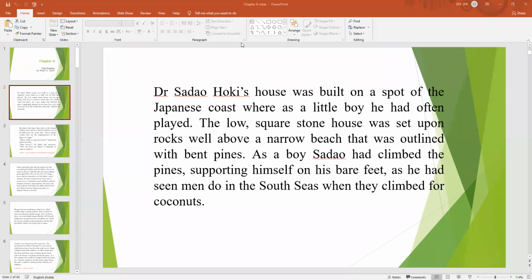As a boy, Sudhir had climbed the pines, supporting himself on his bare feet, as he had seen men do in the South Seas when they climbed for coconuts. When he was a child, he would climb the pine trees. On one of his visits to the South Seas, he would have seen the men do this in order to get coconuts from the trees. So he used to copy that, and he tried to climb the pine trees.